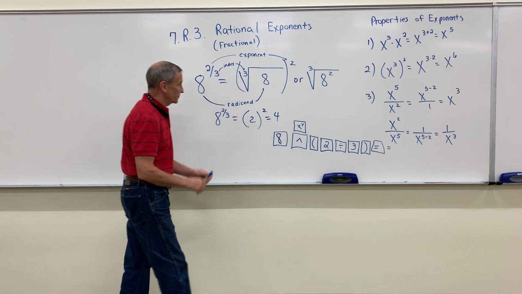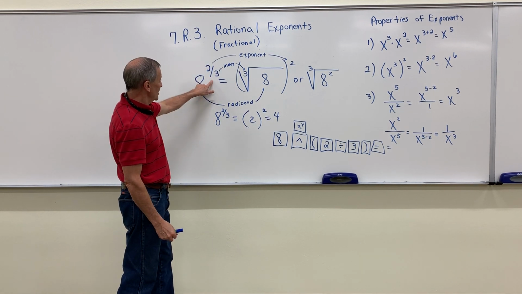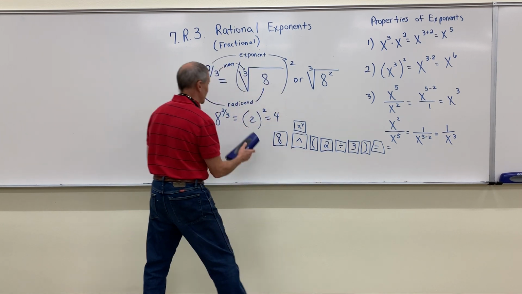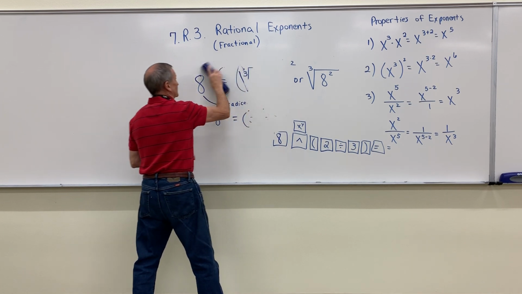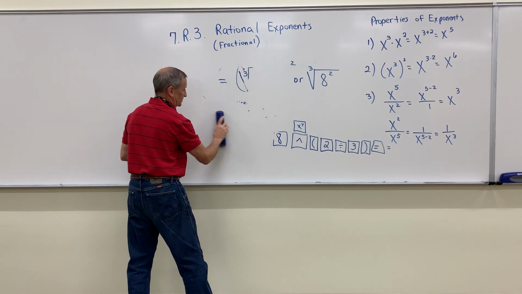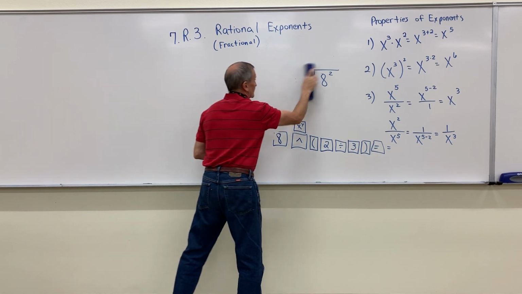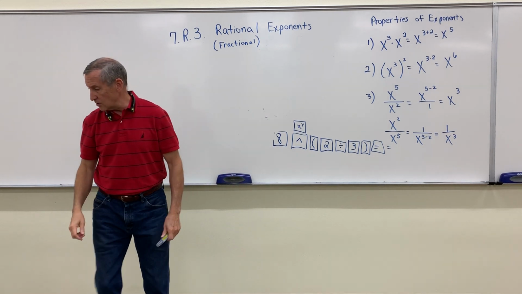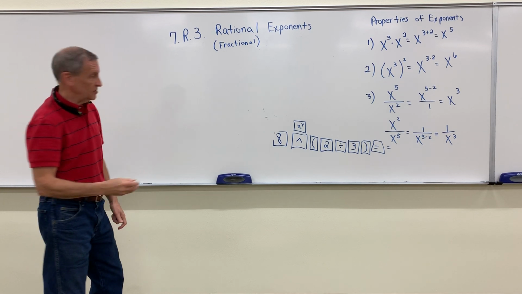All right, so when we have a fractional exponent, we can express it as a radical. Let's look at a couple of examples like that. In fact, let's use one of your homework problems. 27 over 1,000 to the 2/3.